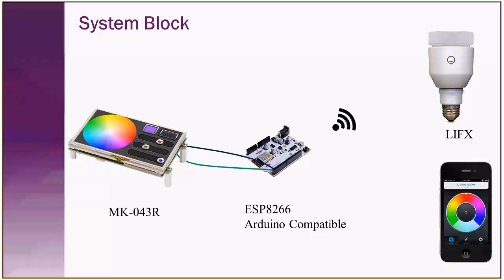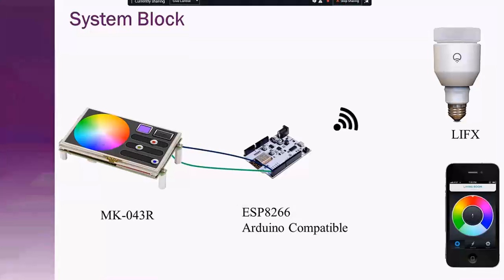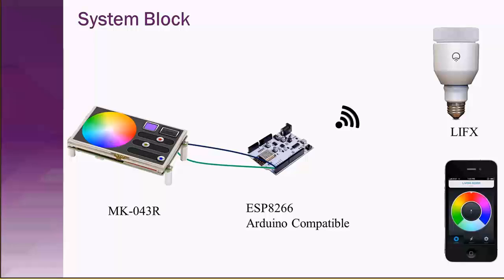This is what the system block is going to look like, what Brian's going to demonstrate. We have our 4.3 resistive display module connected to an ESP8266 Arduino. This is an Espressif wireless chip, and it's Arduino compatible. It is connected to our display using the serial connection, and it's wirelessly going to talk to this light bulb from LIFX. LIFX makes a series of smart bulbs that connect wirelessly to the internet. It has phone controls. So Brian's going to show you how simple it is to implement this, and go over all the pieces that he needs to go through, and you'll see it as he does it live here.